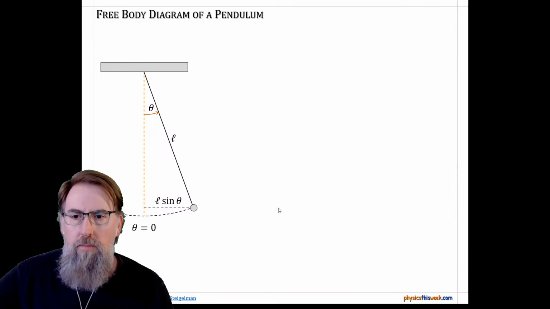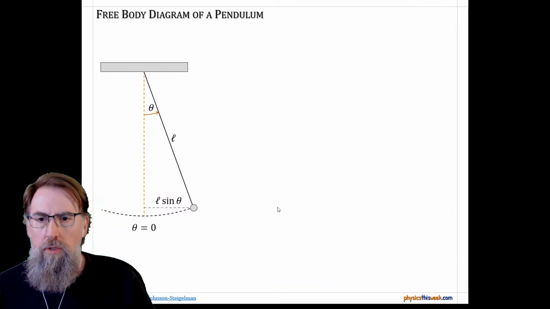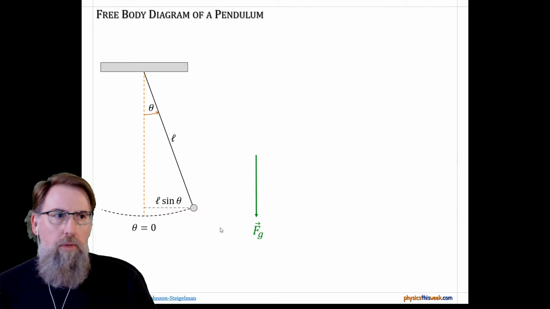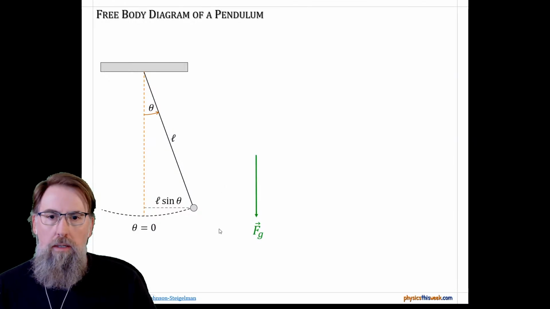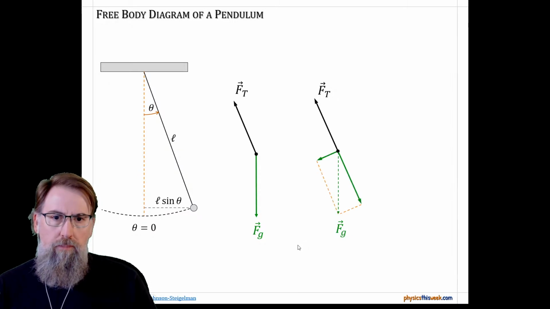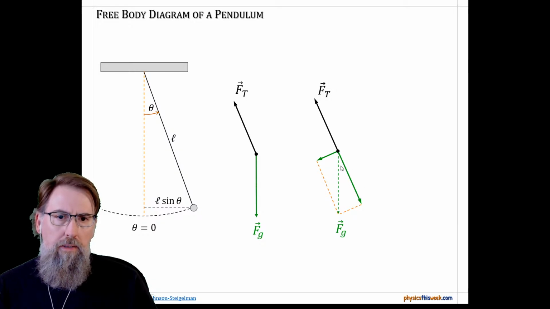Okay, so this is the free body diagram for a pendulum. You can see you've got the length, you've got the angle. The angle is measured from the center out, so there's theta equal to 0. And you're going to take a look at the information for the free body diagram. You've got Fg, you've got the force of tension, and it's easiest in this case, like most cases, to break this into components that are in the direction of motion and parallel to the tension.